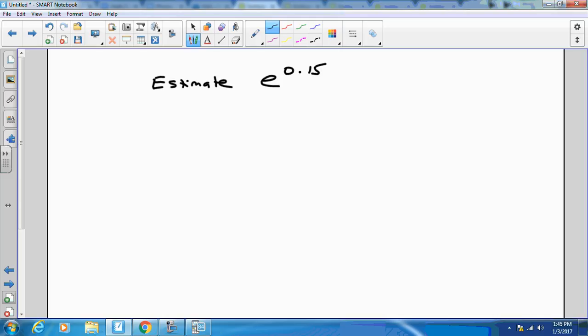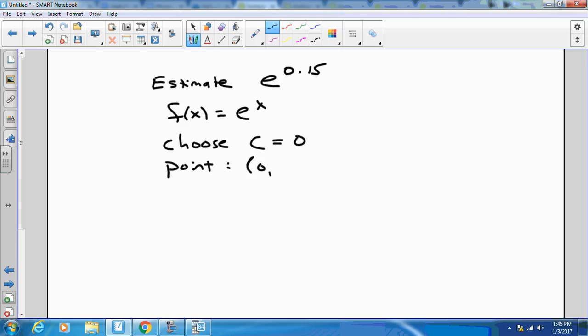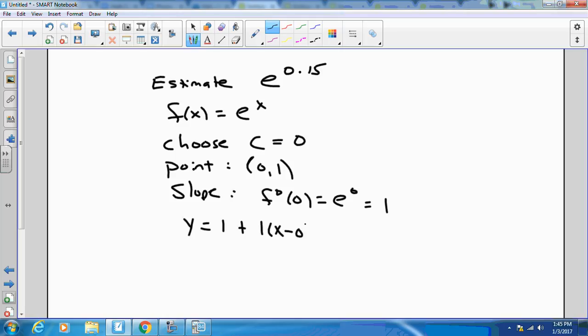Or tangent line estimate. What's our function? e to the x. What's a good c? 0, because I know the value of e to the 0 and the derivative there. So we have point (0, 1), and slope. Since f prime is equal to e to the x, f prime of 0 is equal to e to the 0, which is also equal to 1. And I can very quickly create my tangent line y equals 1 plus 1 times (x minus 0), or just 1 plus x.